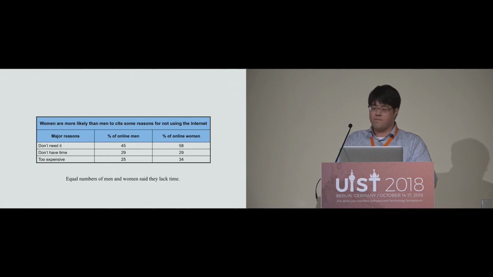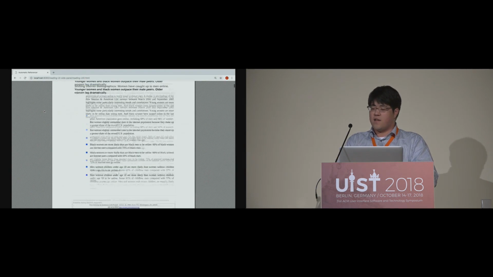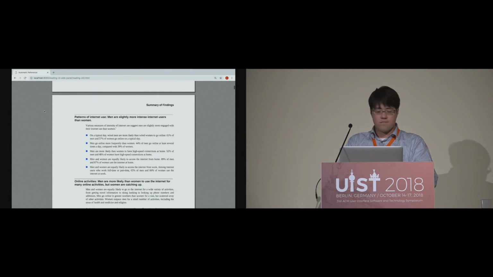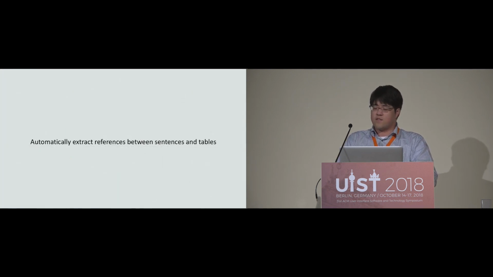Looking at this more closely, the sentence refers to this set of cells, the percentages of men and women who don't have time to use the internet. We've built an interactive PDF viewer that looks like a normal PDF viewer. It connects text with the corresponding tables. So when I click on the sentence in the text, the corresponding cell is highlighted in the table. The goal of our work is to automatically extract references between sentences and tables to improve reading experience.